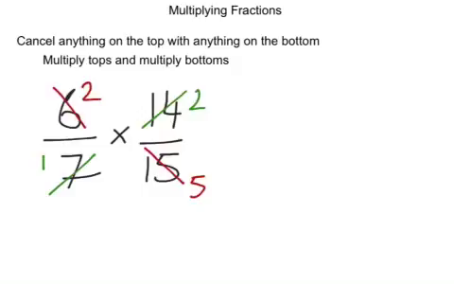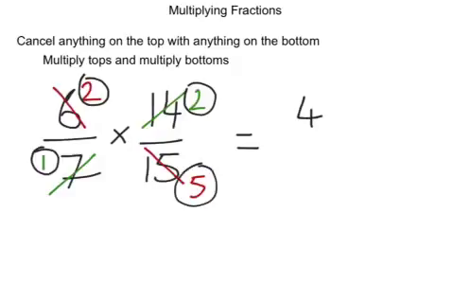Now just double check, 2 and 2, do they have anything in common with 1 or 5? No, they don't. So we simply multiply the tops of the fractions. 2 times 2 is 4. And on the bottom I've got 1 times 5. 1 times 5 is 5. So 6/7 times 14/15 is 4/5.